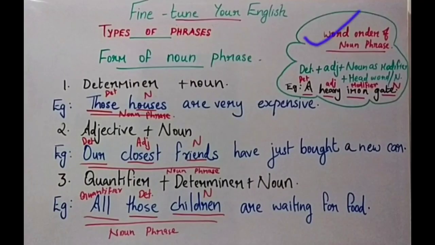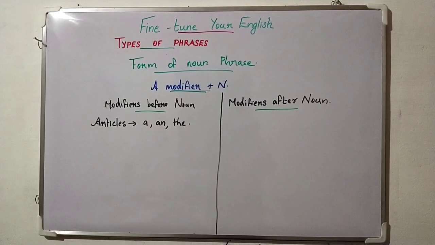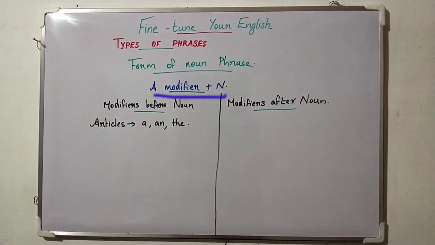Okay, then see the word order in a noun phrase. If a determiner is there, it must be written in the beginning. Then if there is an adjective, it must be in the second position. Then comes any more adjectives or a noun as a modifier. Then comes the main noun. For example, a heavy iron gate. Here, a is a determiner, heavy is an adjective, iron is a modifier, and gate is the main noun. In short, the form of a noun phrase is modifier plus noun.